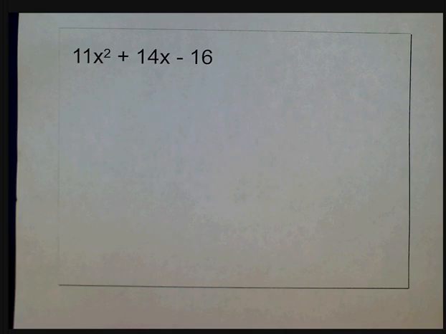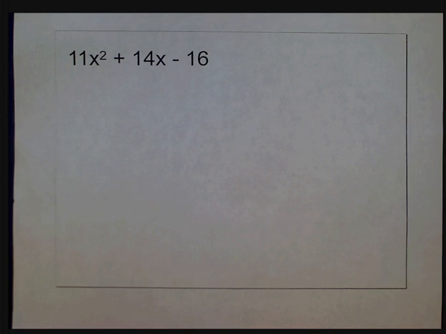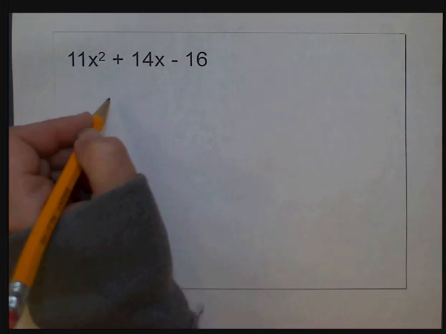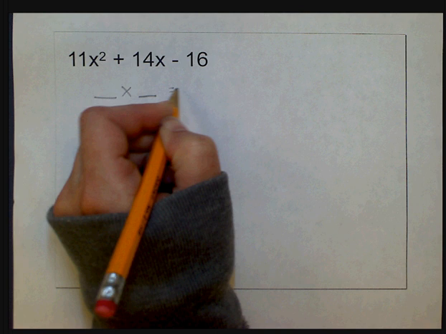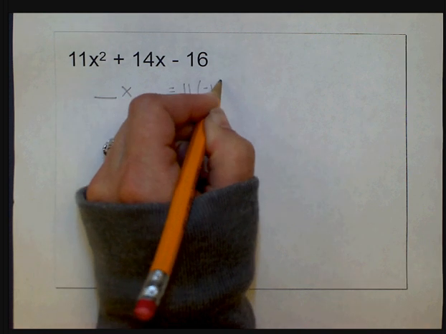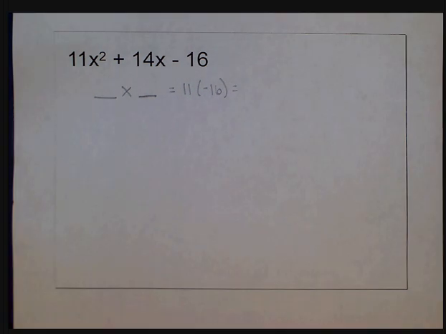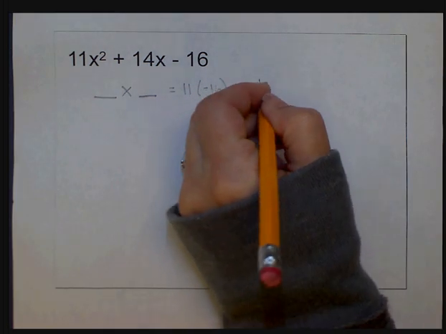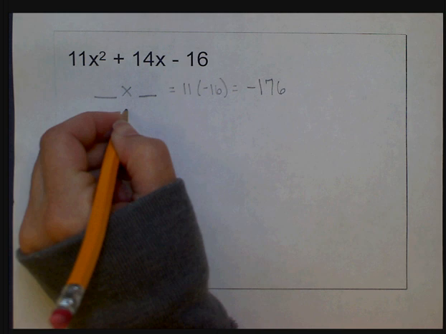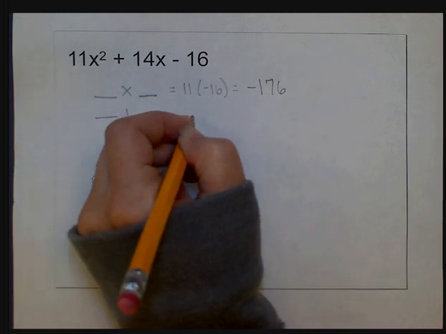All right, last problem. 11x squared plus 14x minus 16. So I'm looking for 2 numbers that multiply together to give me 11 times negative 16, which ends up being negative 176. And then I need them to add together to be 14.